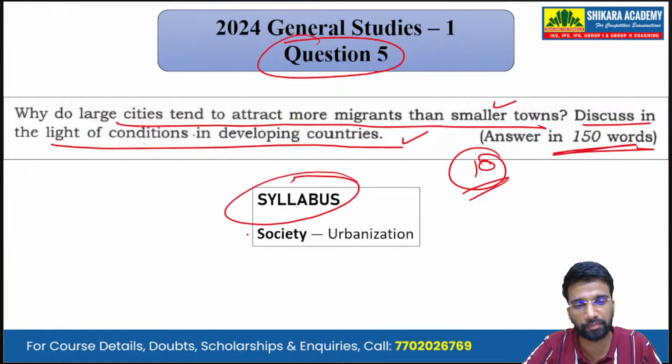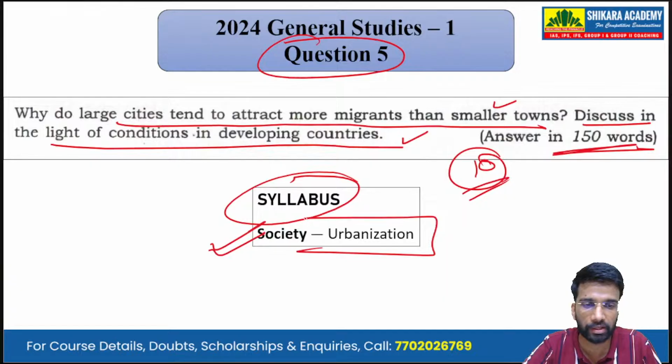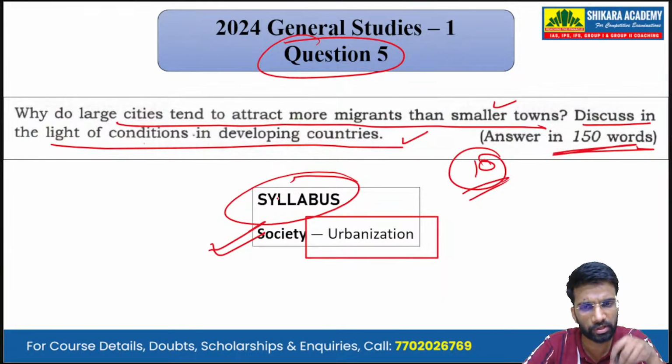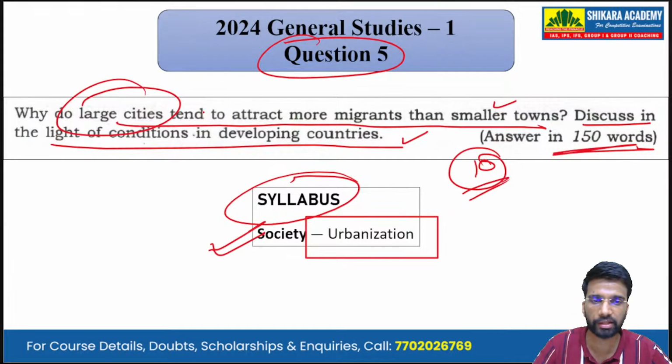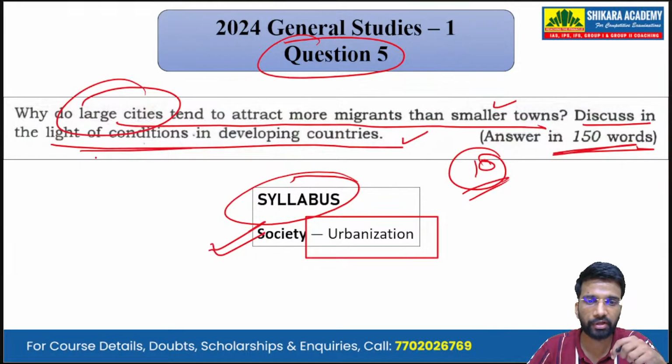Mapping it with the syllabus, it has been asked from the subject of society and the topic is urbanization. The question is asking why large metro cities tend to attract more migrants, that is, why migrants are moving to these large cities as compared to small cities or small towns. And we have to discuss in light of the conditions in developing countries.